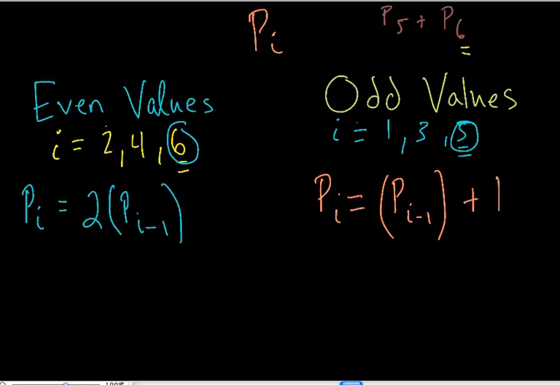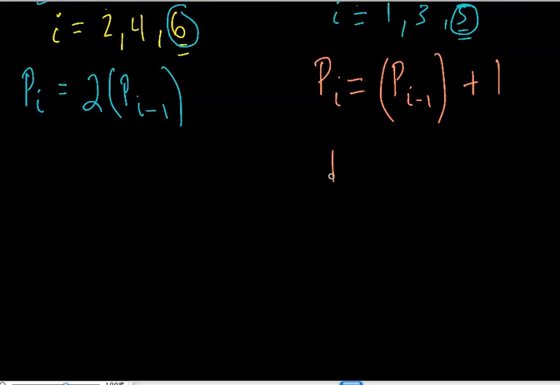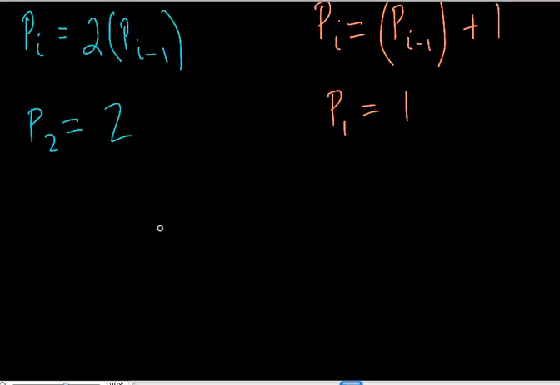So let's go through these and figure out what each one is. We were given that P1 was 1, and we were also given that P2 was 2. From there, we need to find P4 and P6 on the even side, the 2, the 4, and the 6. And on the odd side, we need P3 and P5. And then we should be done. We'll add these two together and we'll be happy.